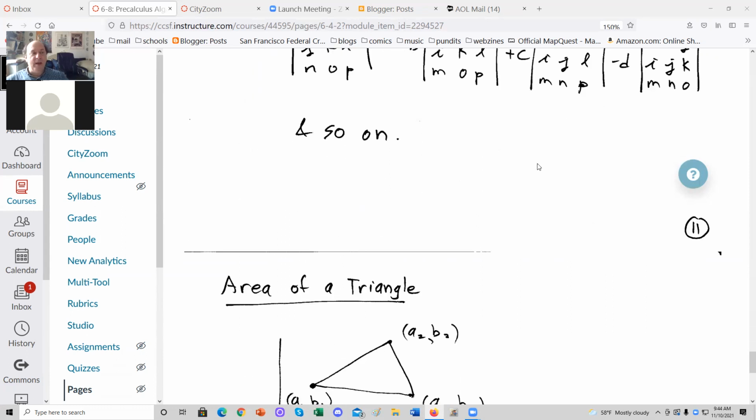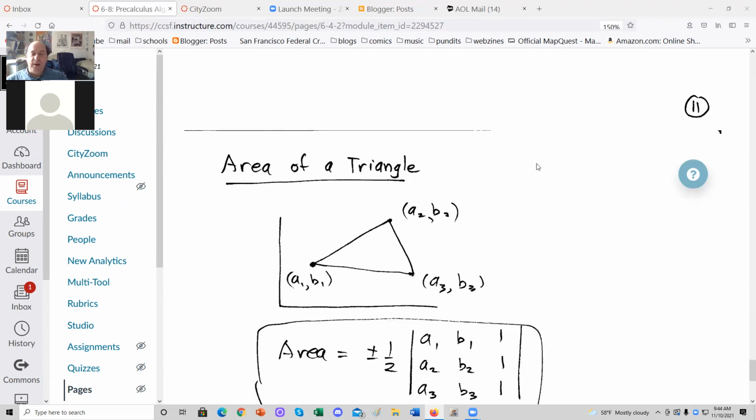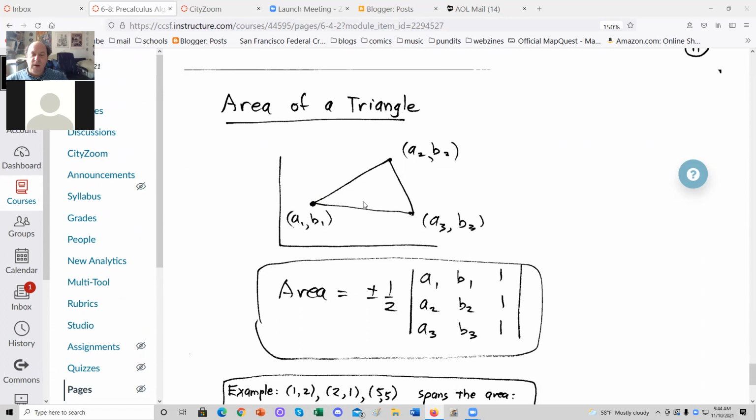Oh, there's one more thing. Area of a triangle in the plane. Given 3 points of a triangle, (A1, B1), (A2, B2), (A3, B3), its area will be plus or minus a half times the determinant with rows A1, B1, 1; A2, B2, 1; A3, B3, 1. Plus or minus to make it positive, because a determinant can be negative.